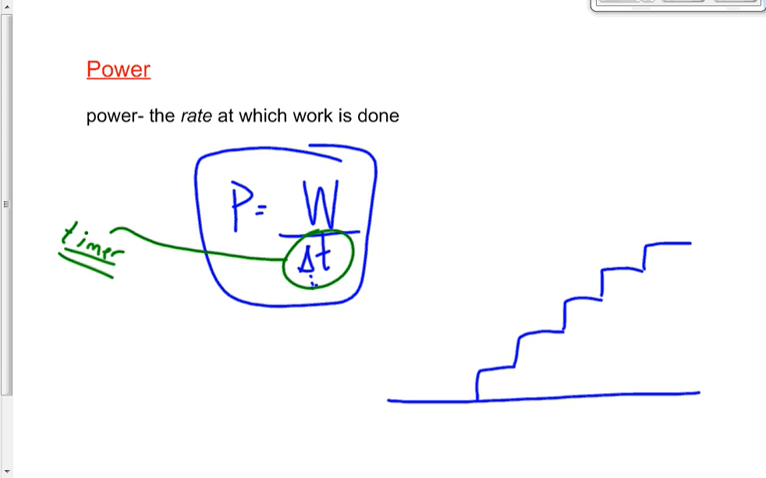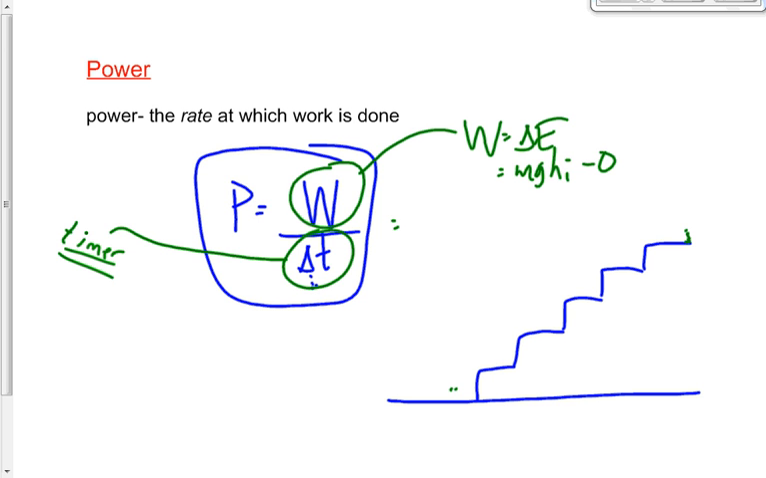Work. How are we going to find the work done in getting up those stairs? Well, work is equal to the change in energy. What kind of energy do I have at the top of the stairs? Yeah, potential. What kind of energy do I have before I start? 0. So the work in this case would simply be mgh final over the time. That makes sense?